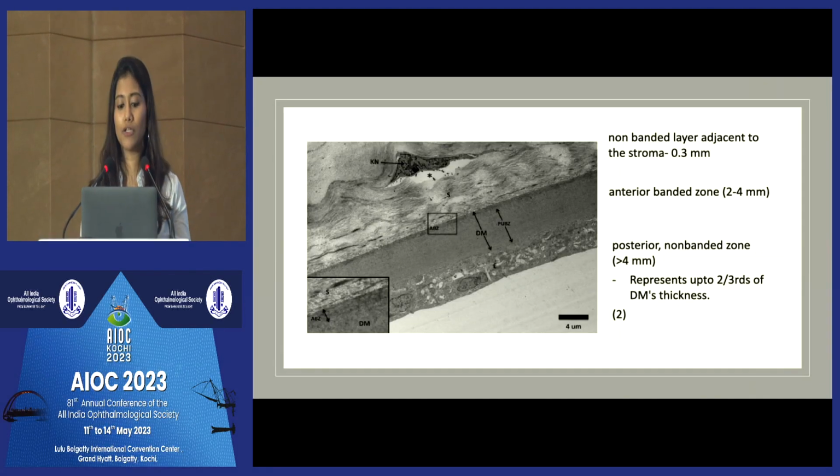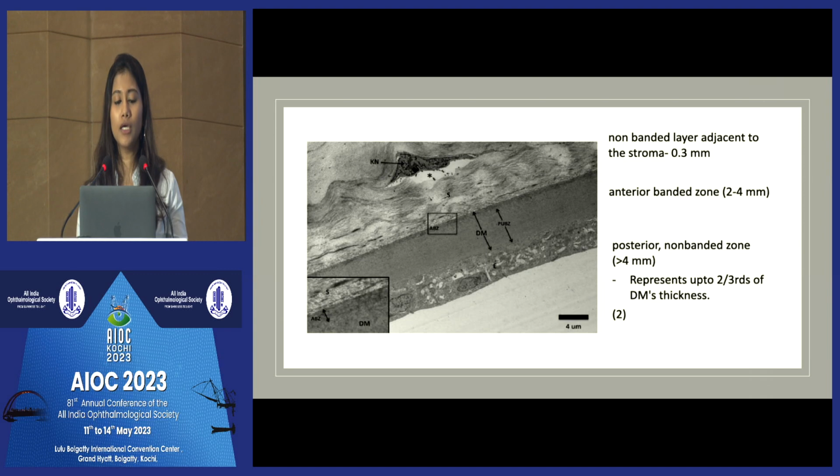A brief histopathology. It consists of three layers. One is the non-banded layer, which is the thinnest, measures about 3.3 mm, and it's present just adjacent to the stroma. Then followed by the anterior banded zone and a posterior non-banded zone. The posterior non-banded zone measures about 4 mm and it represents about 2/3 the thickness of the Descemet's membrane.